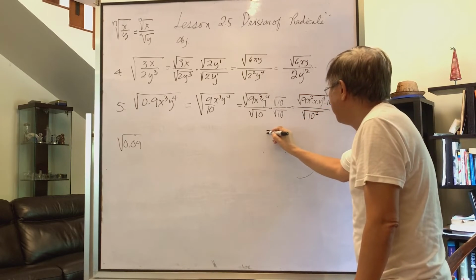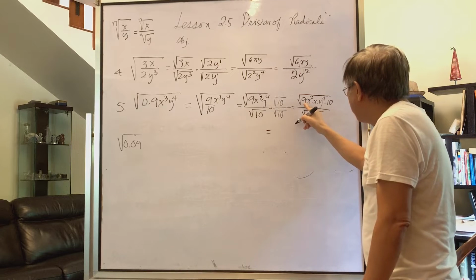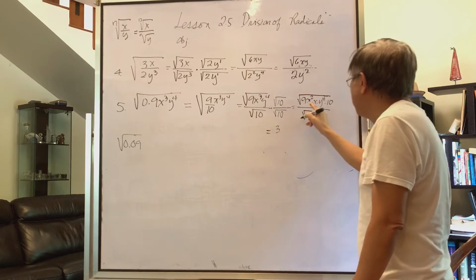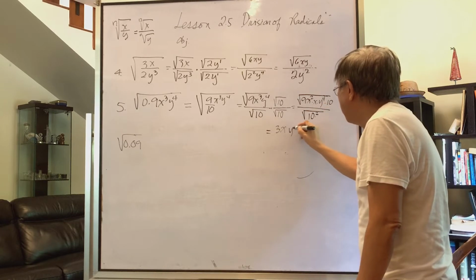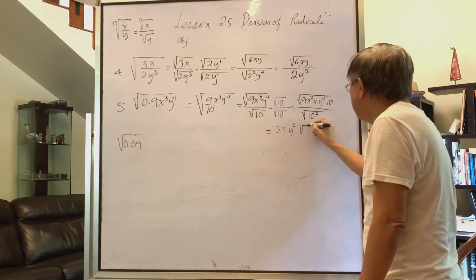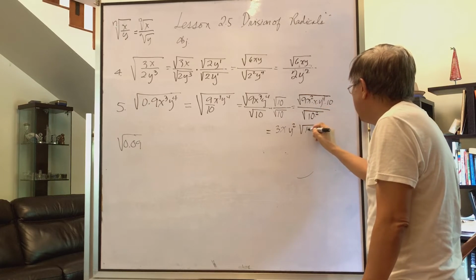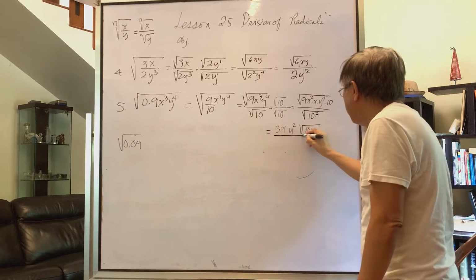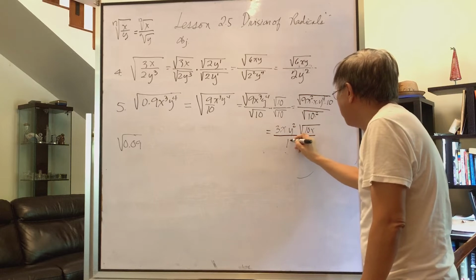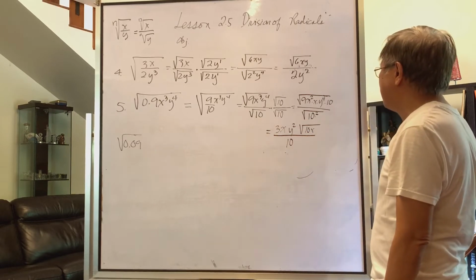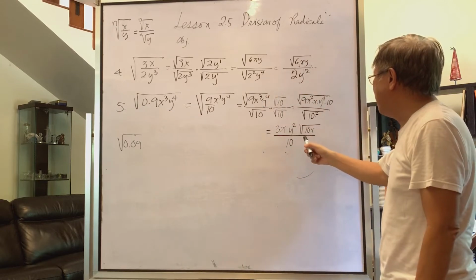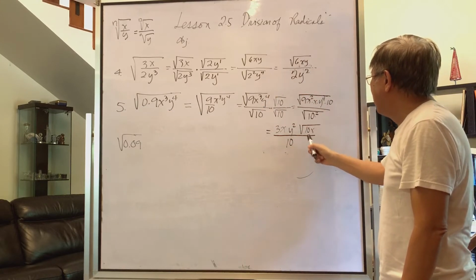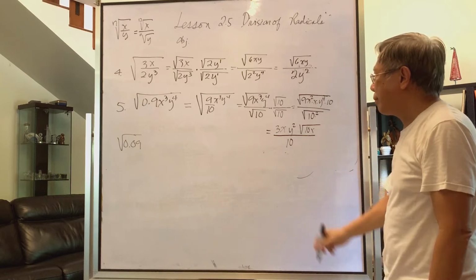Simplifying this, we get square root of 9 will be 3, square root of x squared is x, square root of y to the fourth is y squared. What is left in the numerator will be 10x. And on my denominator, that will be equal to 10. So the simplified form of this is 3xy squared times square root of 10x over 10.